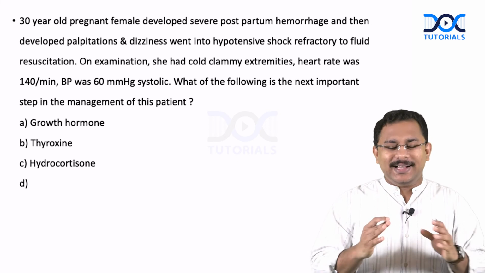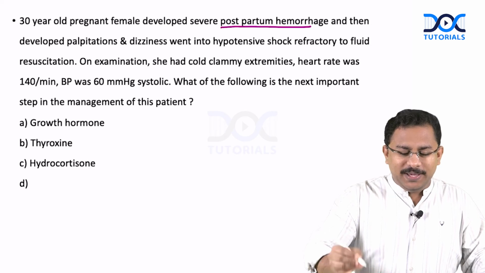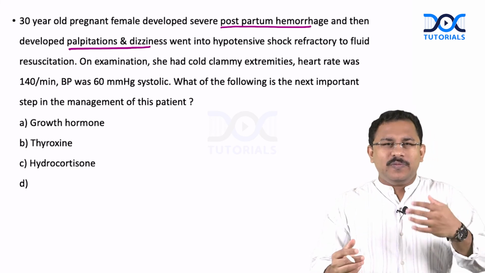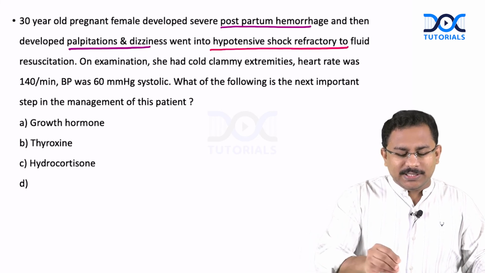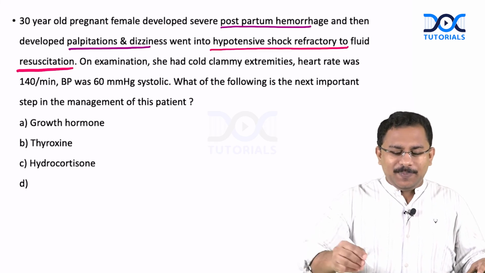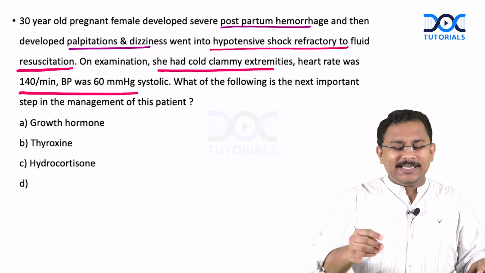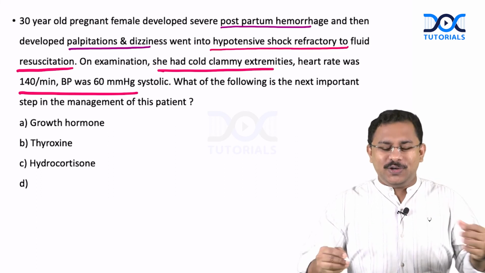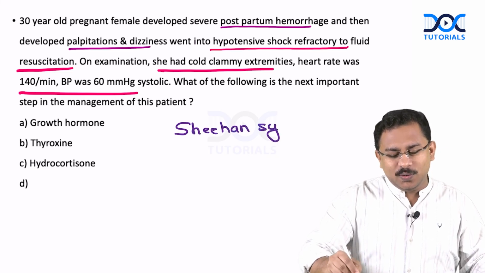So first of all, let's have a look at the diagnosis part. The context is that of a severe PPH, patient developing features of palpitations and dizziness, obviously patient going into shock. But read this line again, it's a hypotensive shock that is totally refractory to fluid resuscitation, and the patient is having cold, clammy extremities, tachycardia, hypotension. Well, this is a scenario where you should be thinking of an acute vascular involvement of the pituitary, which is called Sheehan syndrome.